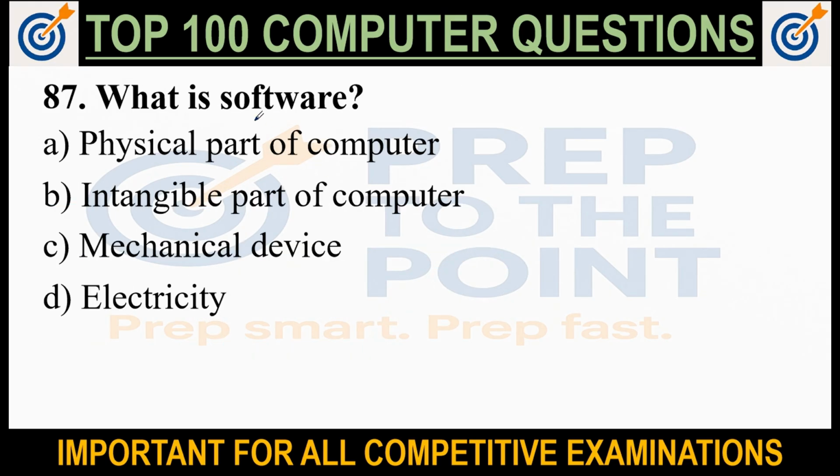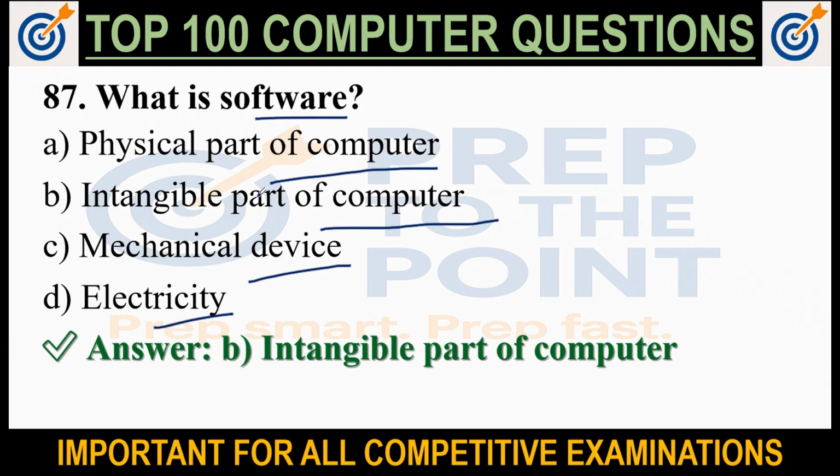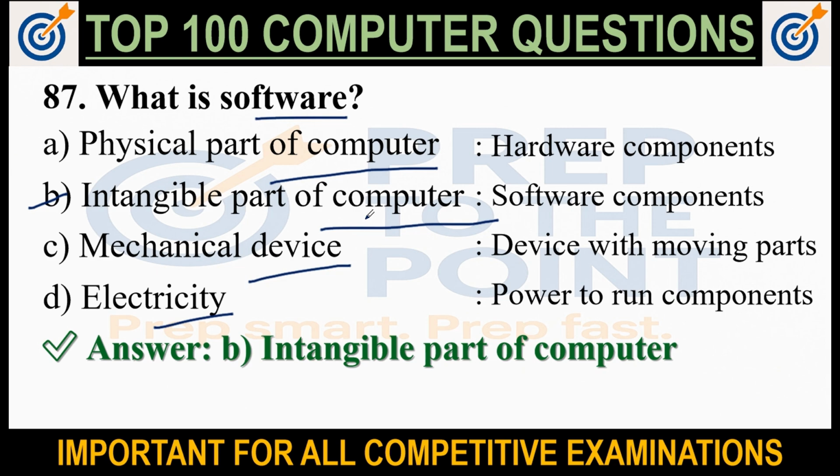What is software? Physical part of computer, intangible part of computer, mechanical device or electricity? The right answer is intangible part of computer. Intangible part of computer means which we cannot touch but we can feel. That is software components. And physical part of computer are known as hardware components, which are tangible. Mechanical devices are devices with moving parts, and electricity is the power to run components.